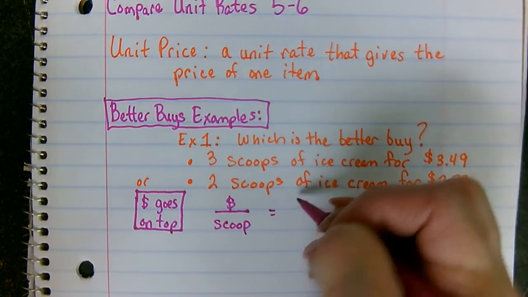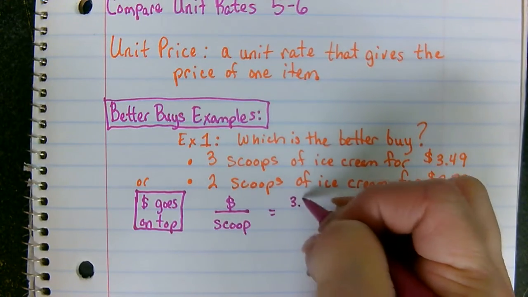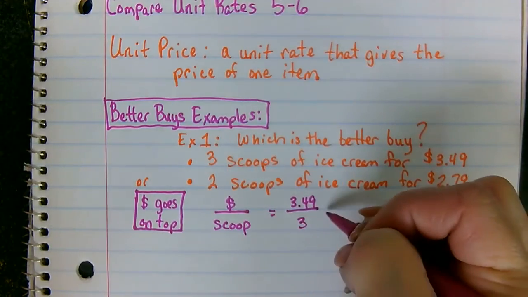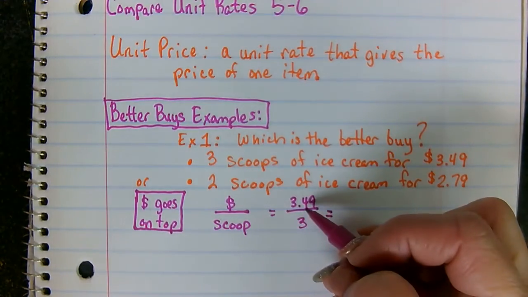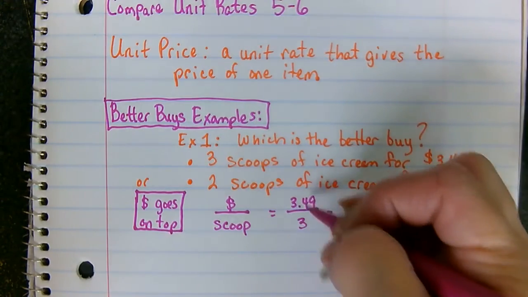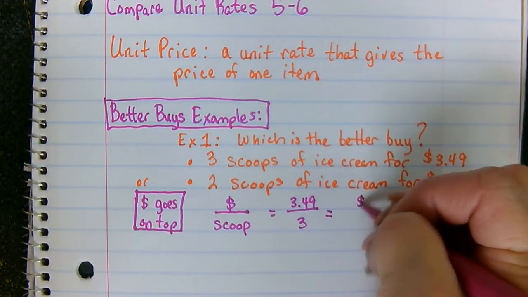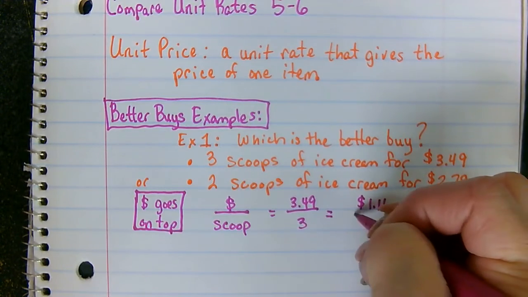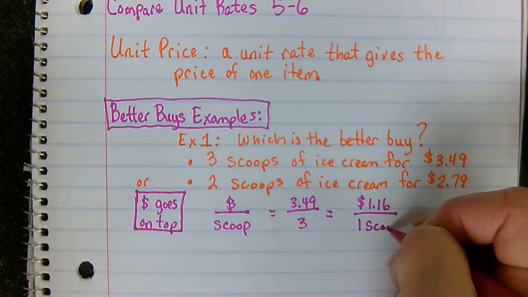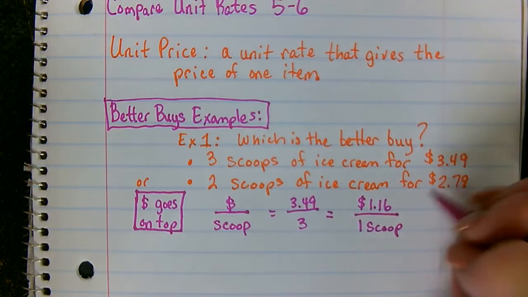So that is equal in the first case to 349 over 3. And if we do 349 divide 3, we'll get a unit rate with 1 on the bottom. 349 divide 3 gives us $1.16 for 1 scoop. And that's the unit rate or unit price.